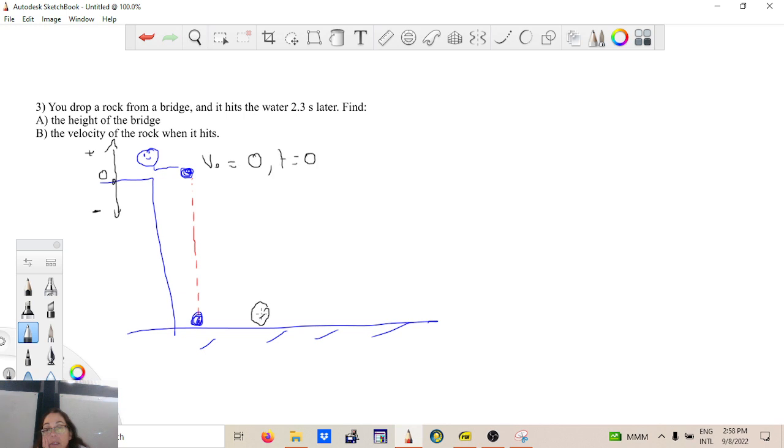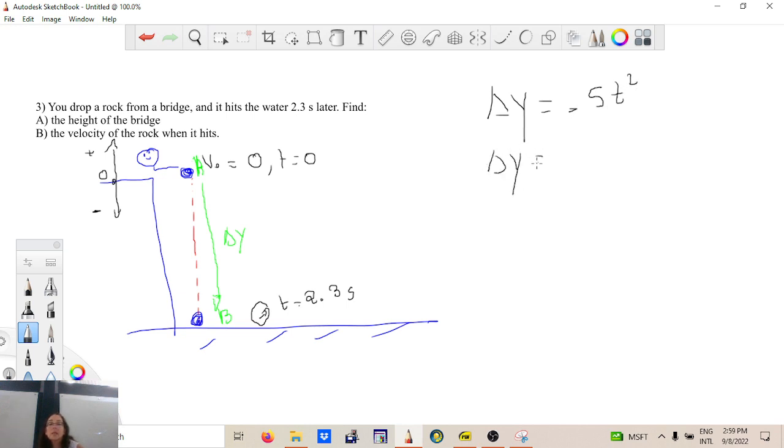It takes 2.3 seconds. And then next thing you do, you decide your initial position and your final position. What do you get? So negative 26.5 meters.